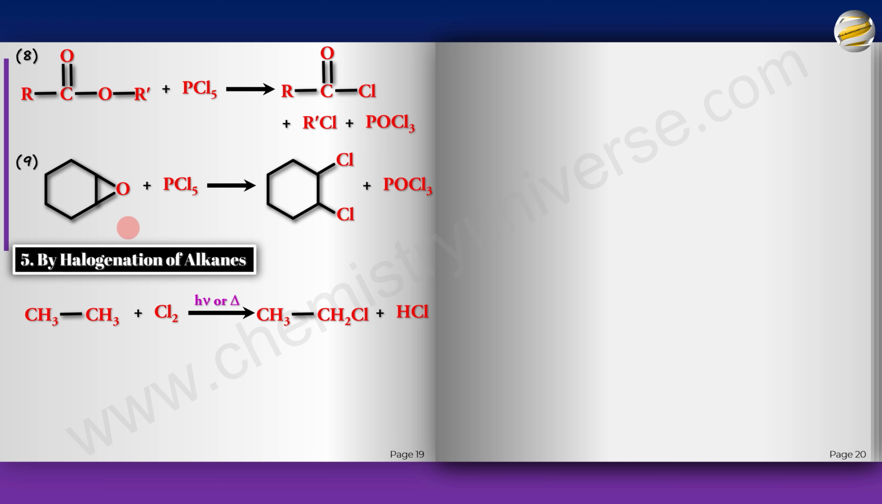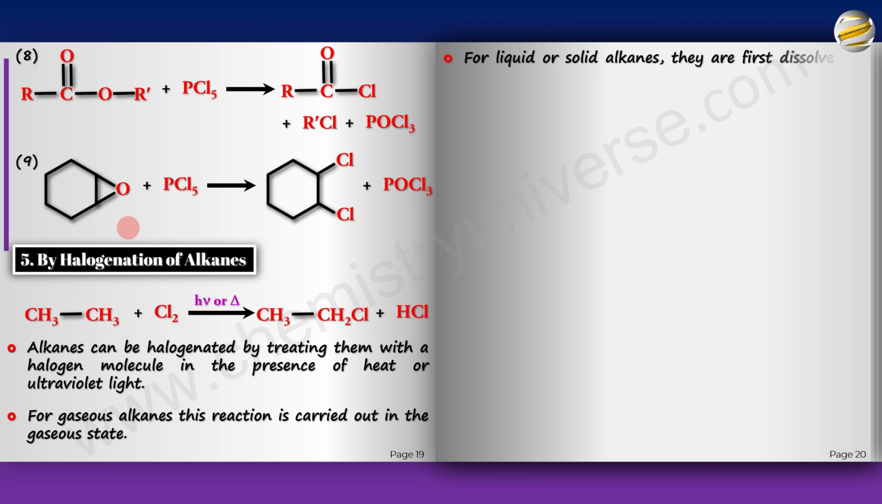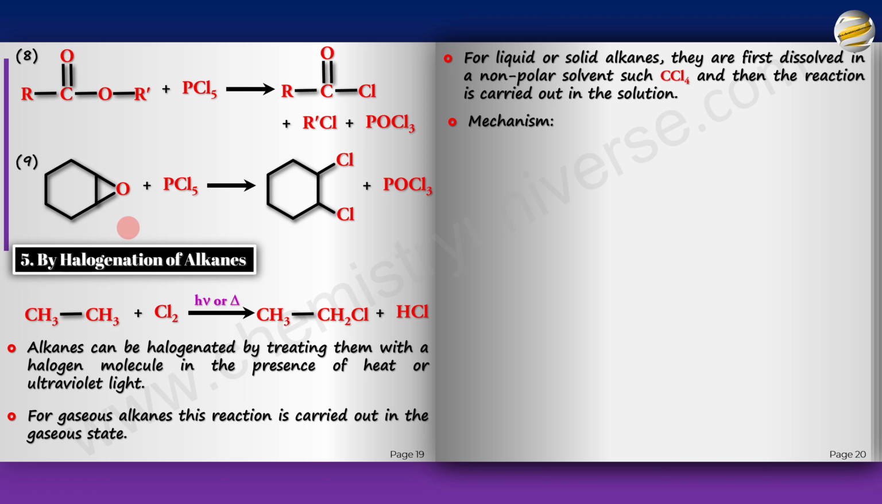Okay, so here we go. We have alkanes can be halogenated by treating them with halogen molecule in the presence of heat or ultraviolet light. And for gaseous alkanes, this reaction is carried out in the gaseous state. And for liquid and solid, it is done in CCl4, which is of course a non-polar solvent. Now let's quickly look at the mechanism.